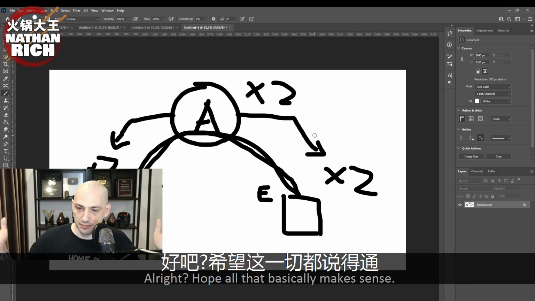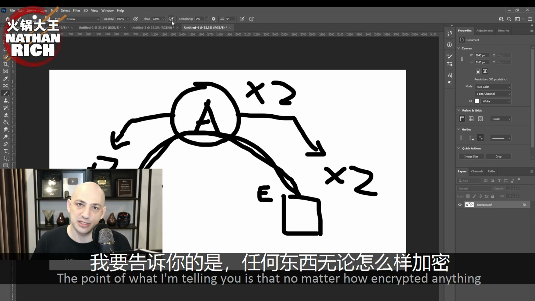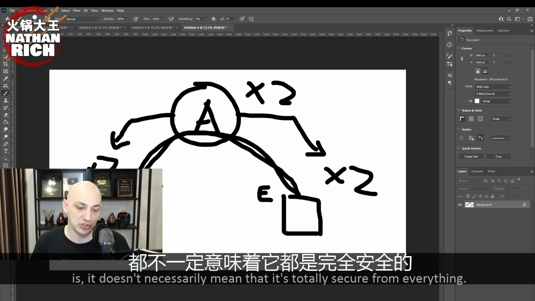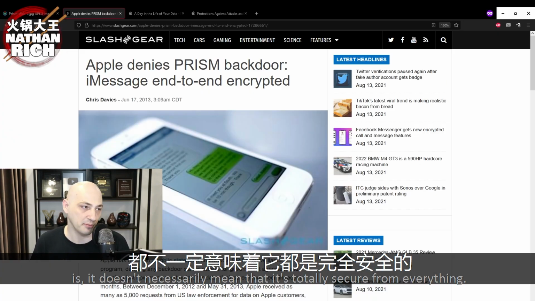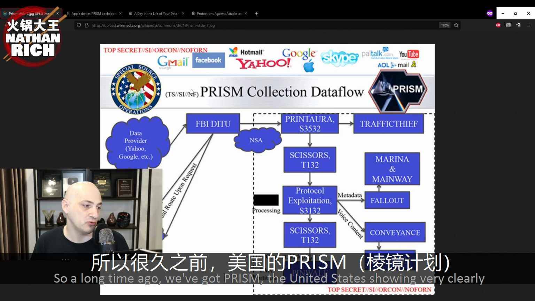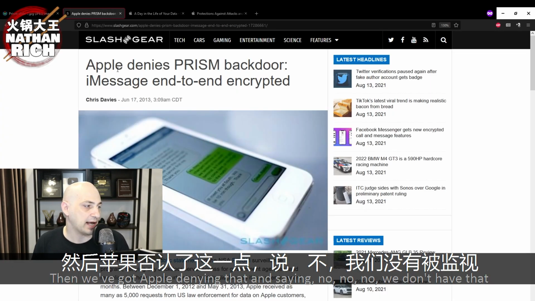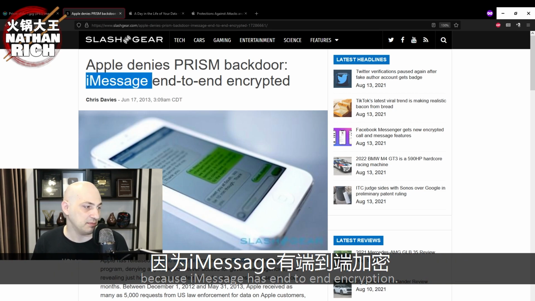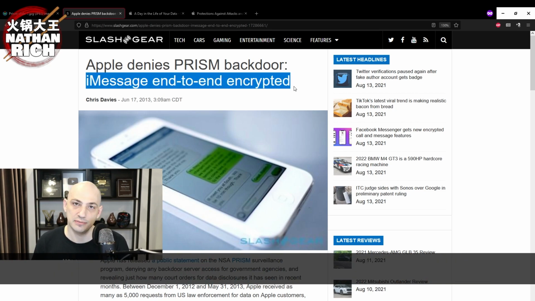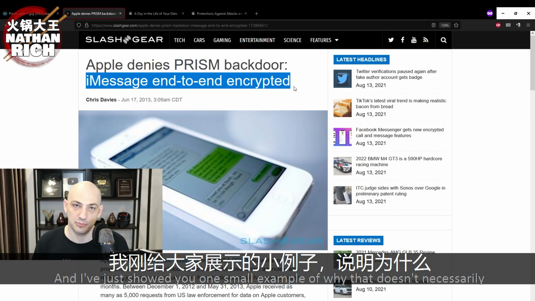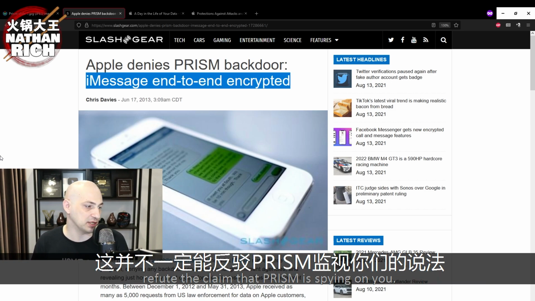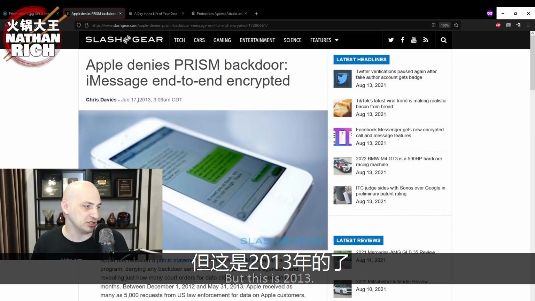All right, hope all that basically makes sense. The point of what I'm telling you is that no matter how encrypted anything is, it doesn't necessarily mean that it's totally secure from everything. So a long time ago, we've got PRISM, the United States, showing very clearly that they're spying on Apple. Then we've got Apple denying that and saying, no, we don't have that, because iMessage has end-to-end encryption. And I've just showed you one small example of why that doesn't necessarily refute the claim that PRISM is spying on you. But this is 2013.